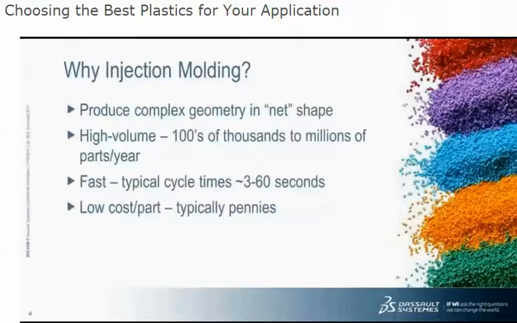It's a relatively fast manufacturing process. Typical injection molding times are in the range of about 3 seconds on the low end to maybe 60 seconds on the high end. Of course, you can have outliers, but that's a typical range. And overall, when you finally get your molded part, the cost of that part is relatively low, typically pennies on the dollar for a molded part.